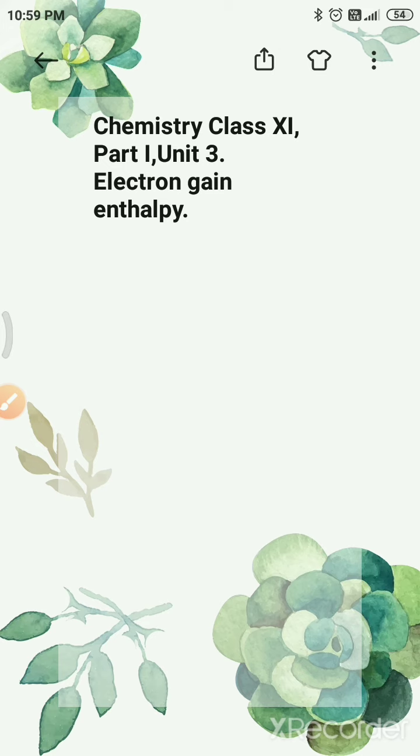Depending on the element, the process of adding an electron to the atom can be either endothermic or exothermic. For many elements, energy is released when an electron is added to the atom, and the electron gain enthalpy is negative. For example, group 17 elements, the halogens, have very high negative electron gain enthalpies because they can attain stable noble gas electronic configurations by picking up an electron.